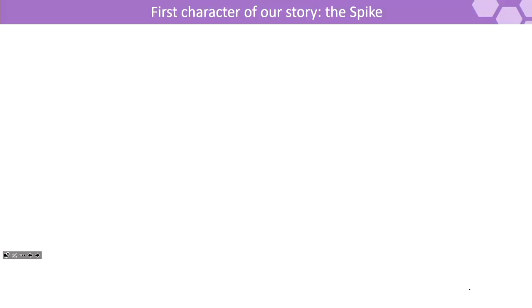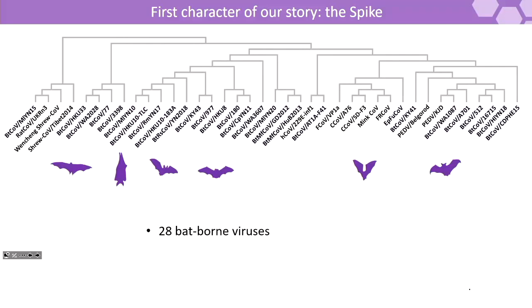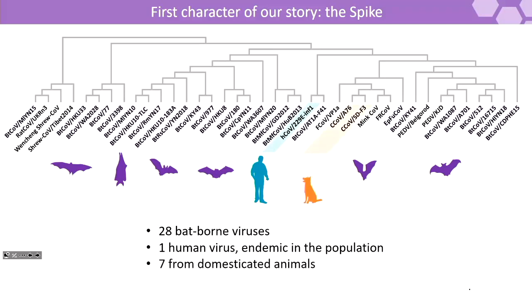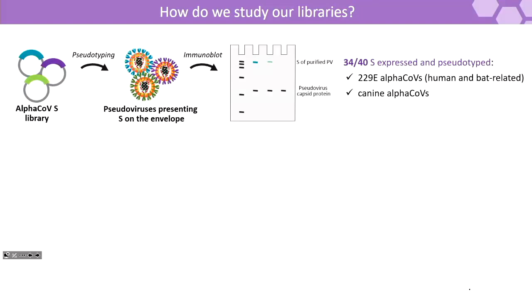The first category of players are spikes. We used an algorithm to select in an unbiased way 40 different spikes. Here you can see them listed. Alphacoronaviruses are hosted by bats, so the majority of them were from bats. Then we have the human coronaviruses, which are endemic in the population, and a few from domesticated animals, among which canine coronaviruses, feline and porcine coronaviruses. We synthesized these spikes, and then we used pseudotyping for our entry assay.